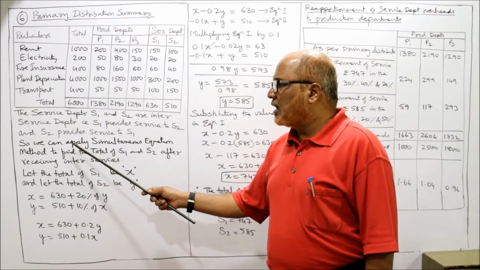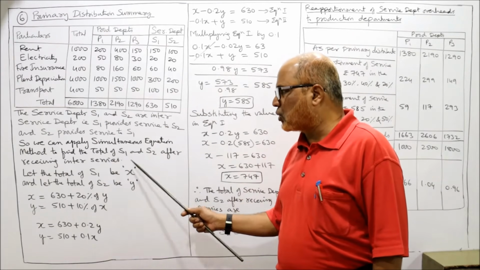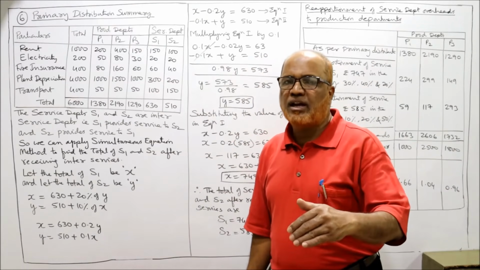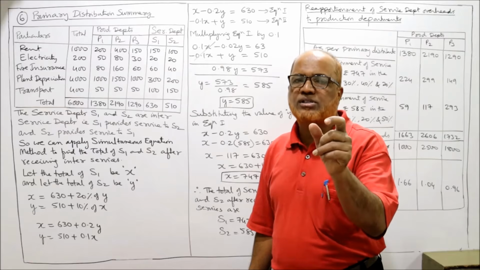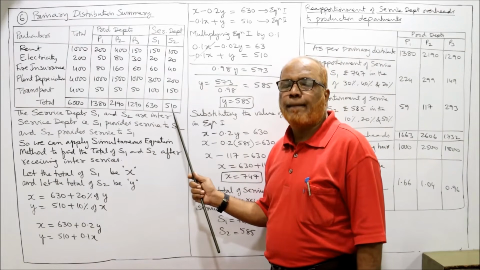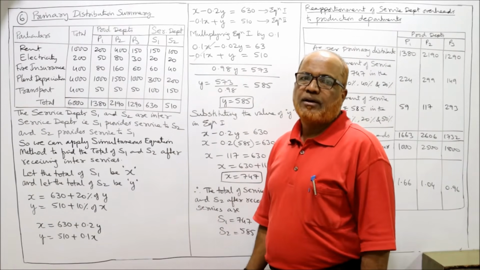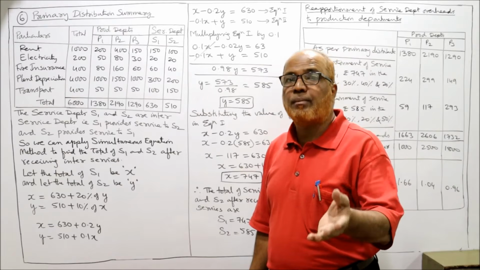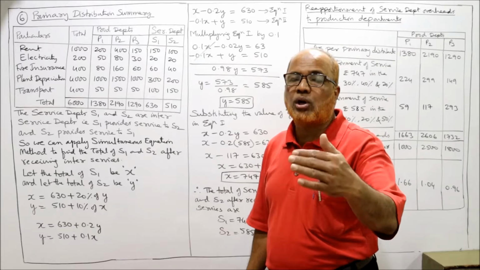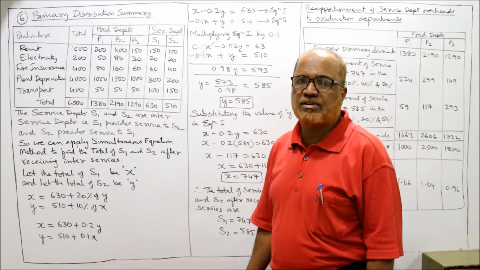So here we can now apply simultaneous equation method to find the total of S1 and S2 after receiving inter-services. After receiving inter-services, what is the total of service department S1 and S2? These totals 630 and 510 are before receiving the service from other service department. But we need what is the total of S1 and S2 after receiving the service from other service department.